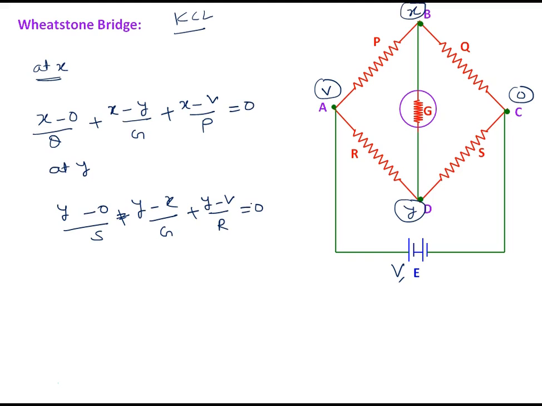Now, when the galvanometer does not show any deflection, it means the potential difference is 0. It means voltage X equal to voltage Y. We put that here, then you will automatically get P by R equal to Q by S, or P by Q equal to R by S. This is the balanced Wheatstone bridge situation. So whenever the bridge is balanced, meaning the ratio of these two arms is the same, we will not count this galvanometer resistance and we will solve the question.